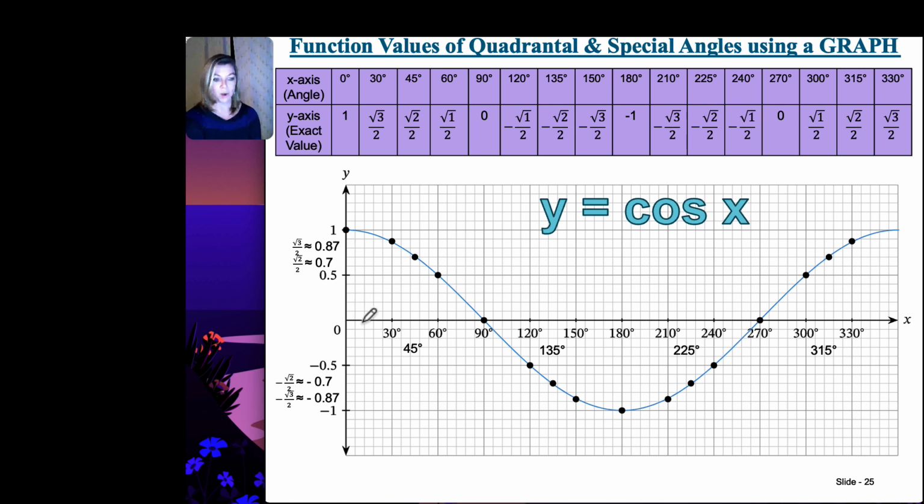And let's talk about the domain. There is no place on the x-axis in which the graph does not exist. For example, if there was like an open hole or a break or a jump, it's not discontinuous anywhere on the x-axis. So it has the same domain that sine had, which is all real numbers.